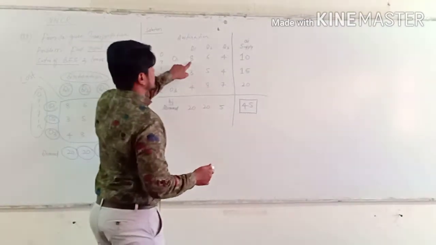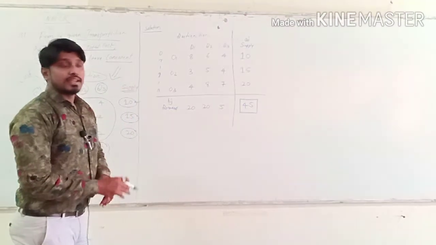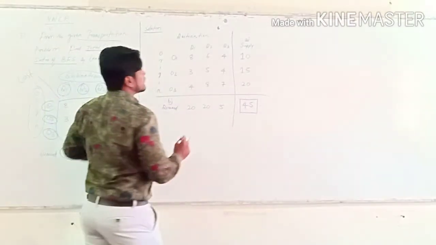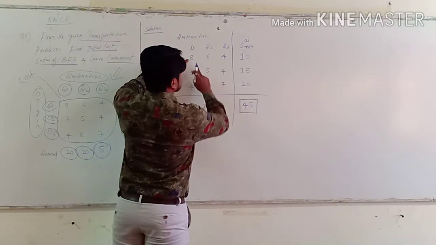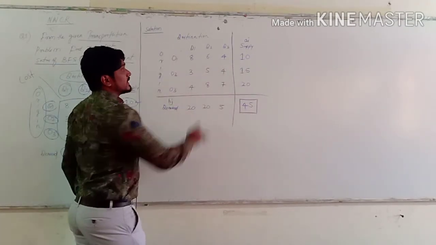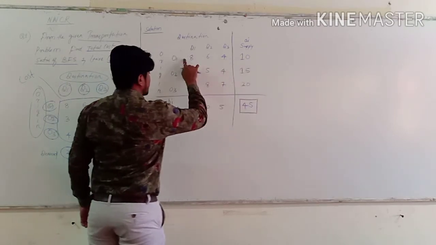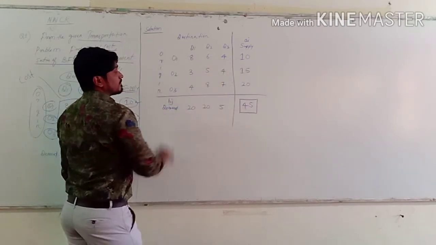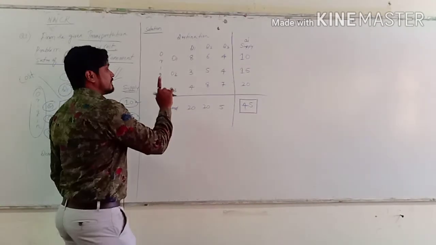So we have to consider 8 as the matrix element. If we select 8, on the AI side we have 10 and on the BJ side we have 20. Sorry, 5.